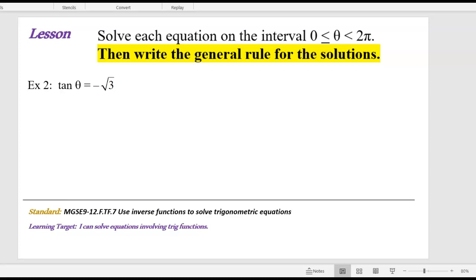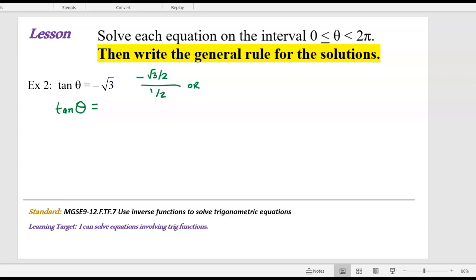So tangent, remember tangent, you really have to think backwards. So the question is, for tangent theta, what angle is going to give me out -√3, negative square root of 3? So let's kind of look backwards on that one. Where did √3 come from? Though you're getting tired of hearing me say this, but that came from this.